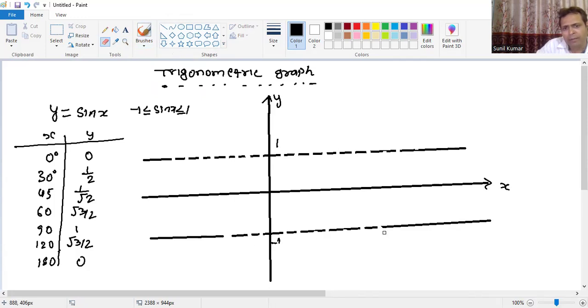So we can say from the table, sine 90, here we have a maximum of one when x is 90. So suppose here we have 90, that is pi by 2 also we can say, in radians pi by 2. Okay, and we are getting the maximum there, and at 0 we are getting sine 0 as 0, and at pi also we are getting 0. So your graph will be like that.